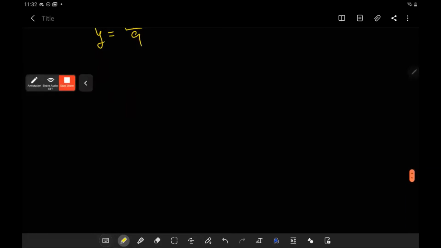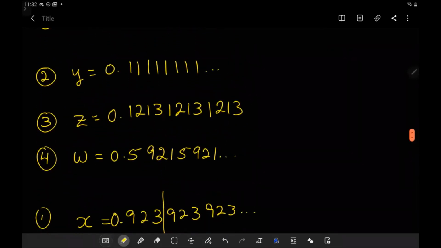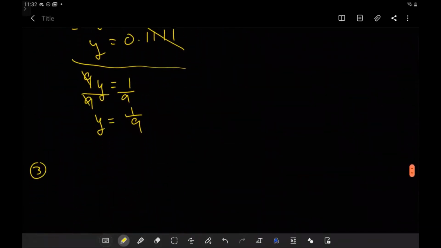Number 3 asks us to do 0.1213, 1213, 1213, and so on. Where did the pattern stop? By the 3, so it's right here. So I need to multiply by how much? 10,000. Yeah, very good.